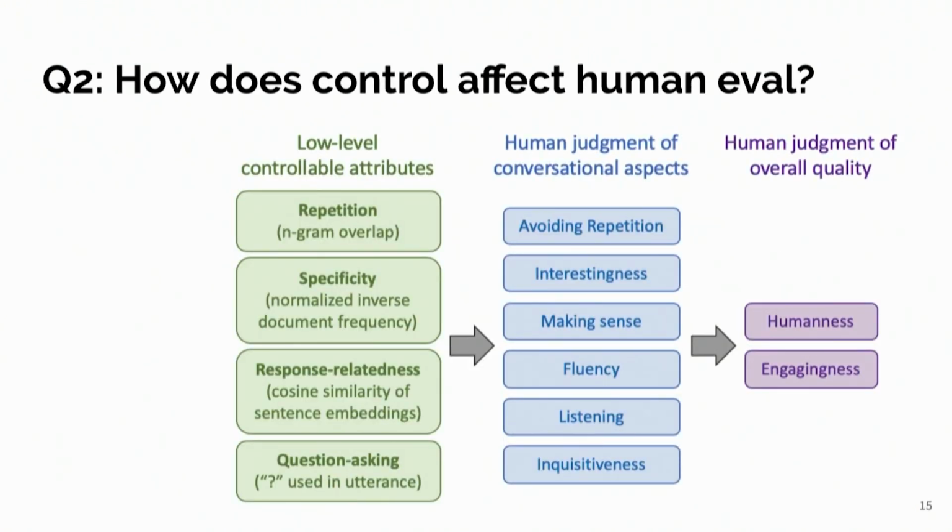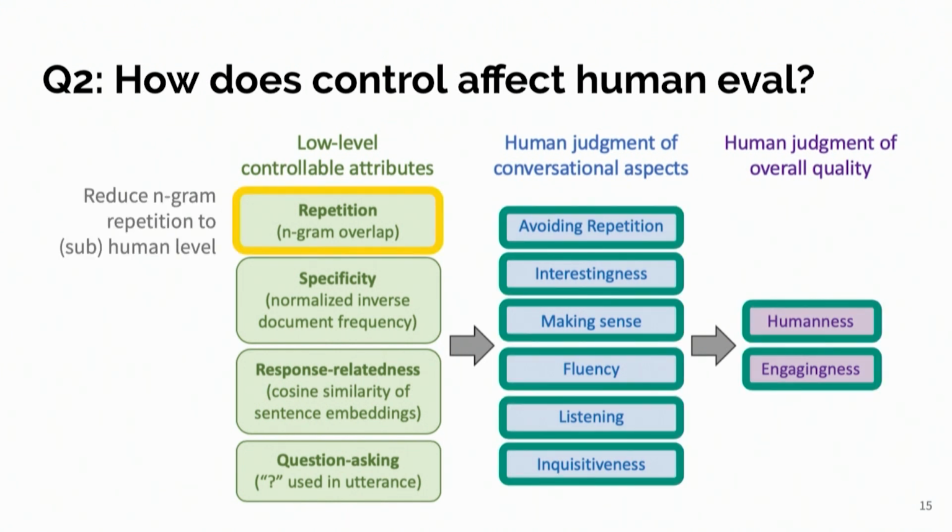So our second research question was, when we change these attributes of our generated text using control, how does that affect the human's evaluation of the quality of the conversation? To give a high-level summary of what we found: when we reduced the amount of repetition, this had a good effect on pretty much all of the metrics, and that really tells you more about the baseline, that the baseline was way too repetitive.